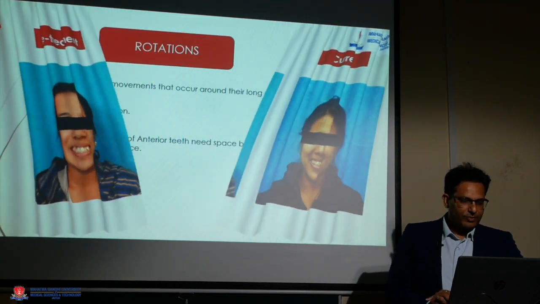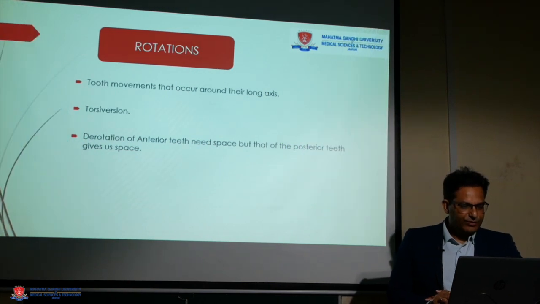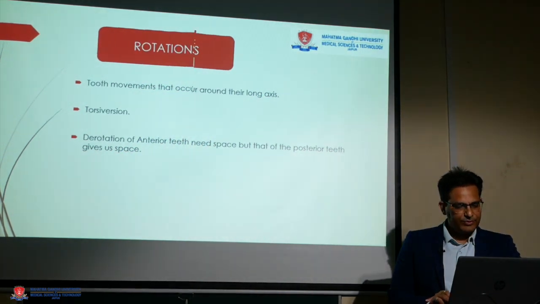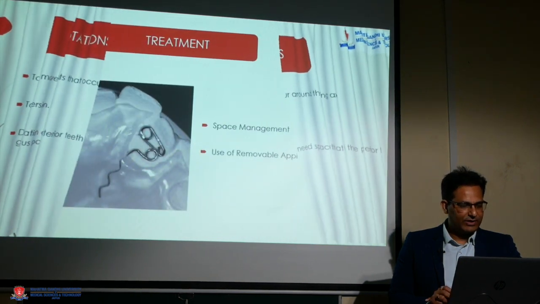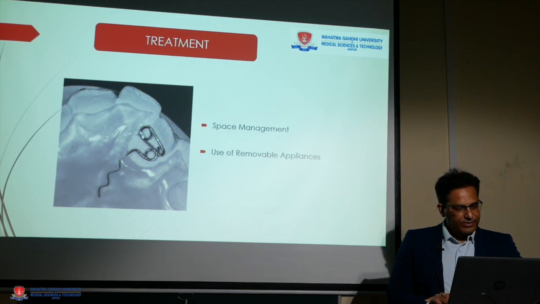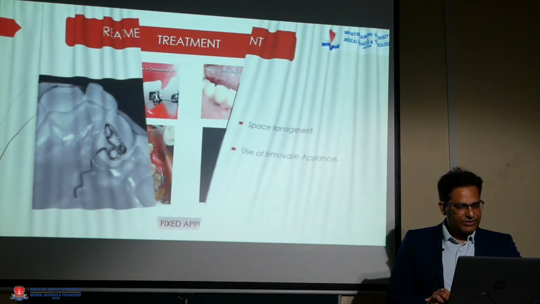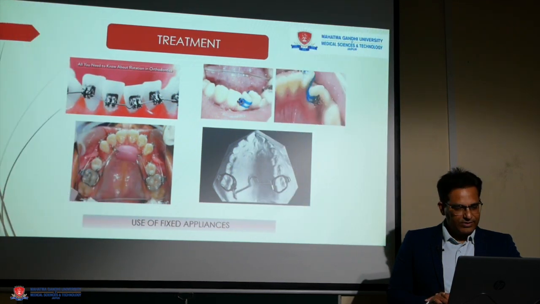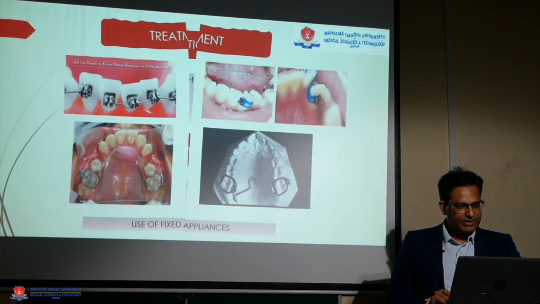Rotation is another common problem that needs correction. Tooth movements that occur along the long axis are rotations. These are also termed as torsiversion. Derotation of anterior teeth needs space, but posterior teeth actually give us space when we derotate them. So removable appliances using Z-springs can be used for the correction of rotations, or the fixed appliances using NiTi wires, elastics, or couple forces can help us in correction of rotations.